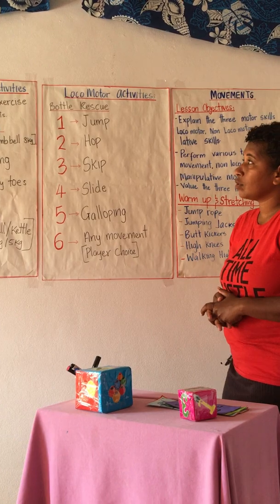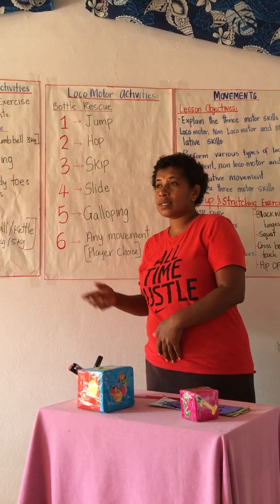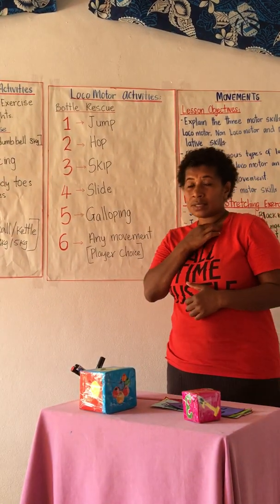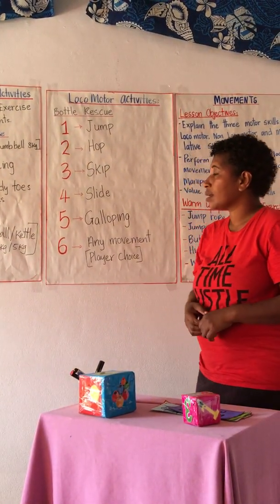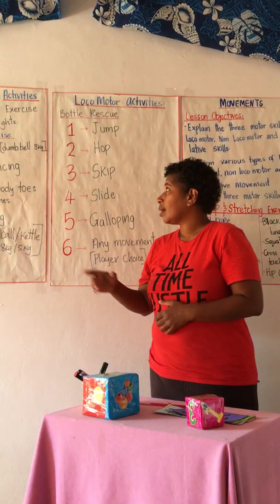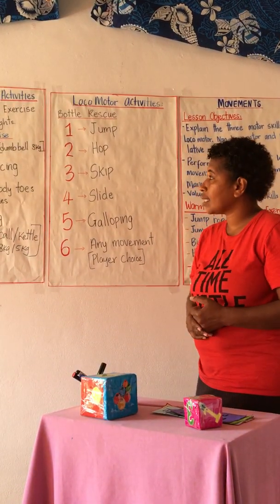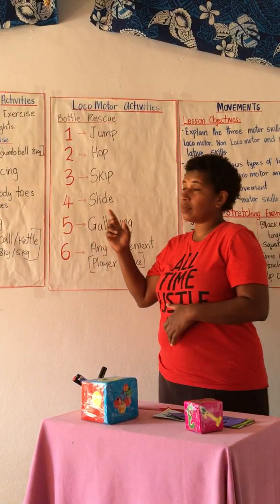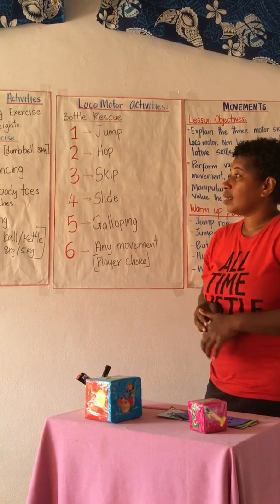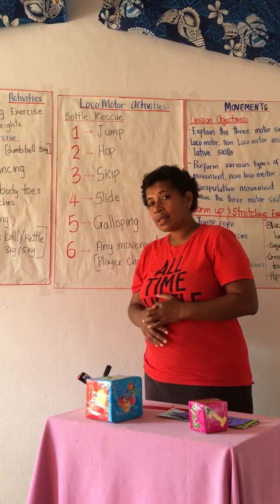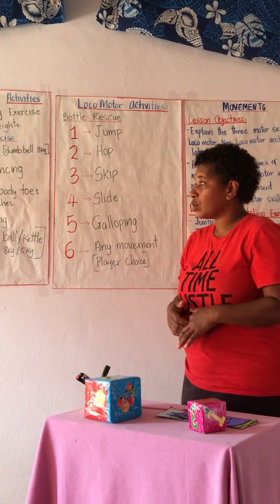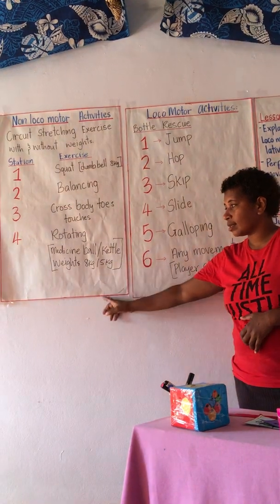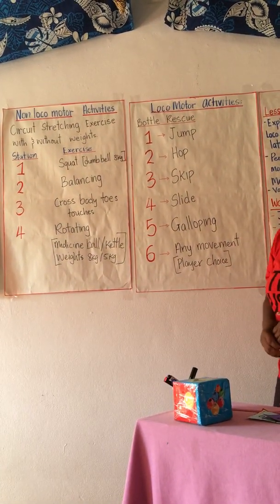Moving on to the non-locomotors, it's about the circuit exercise. For circuits, the stretching exercise involves weights and also exercises without weights. We have 4 stations, and we have 4 different exercises. For station number 1, they are going to squat with a 3 kg dumbbell, and station number 2, they are going to do balancing. Number 3, cross body toes, and number 4, rotation. They are going to use a medicine ball or kettlebell with weights of 5 to 8 kg.